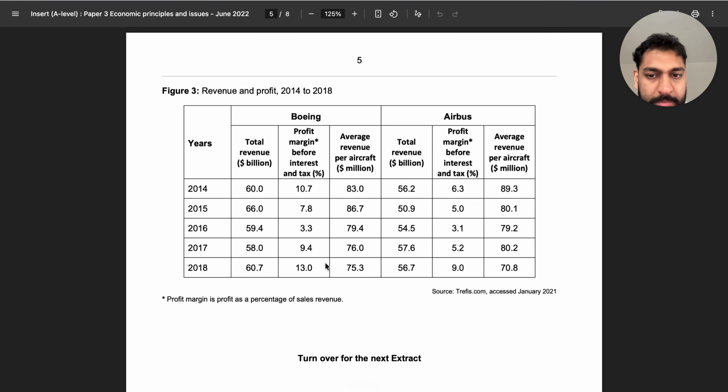You can just pick the most simple example, but if you wanted to go down the route of average revenue, you could say more, less, and more. So then you would say that it's had more average revenue per aircraft in 3 out of the 5 years.